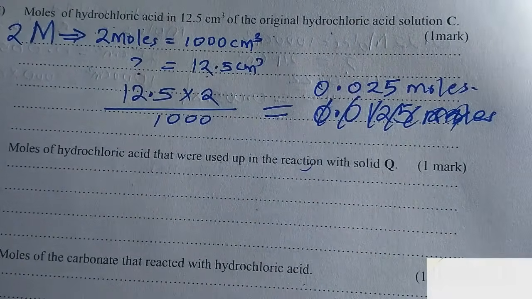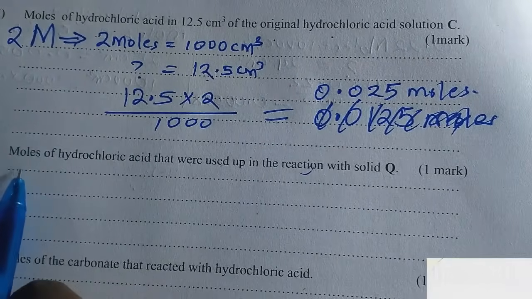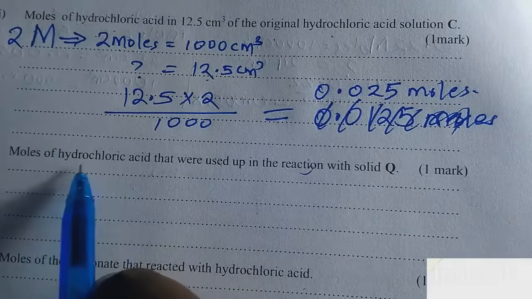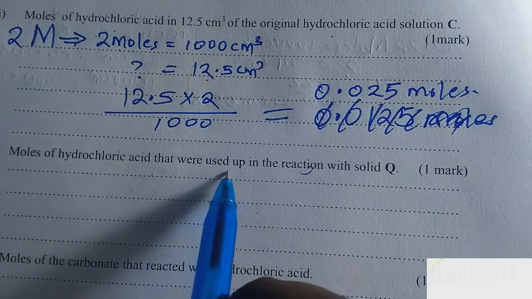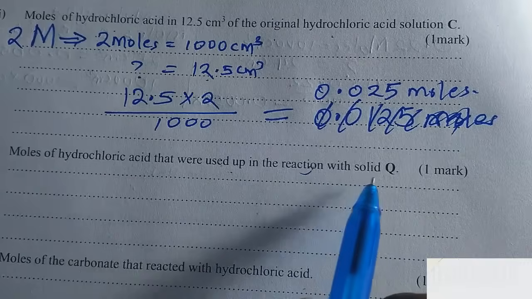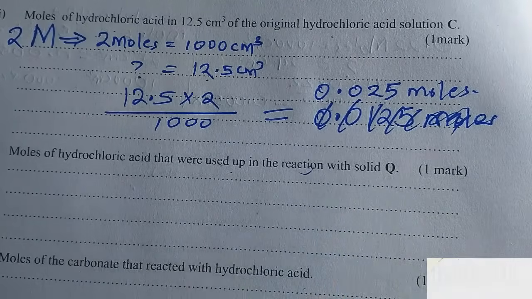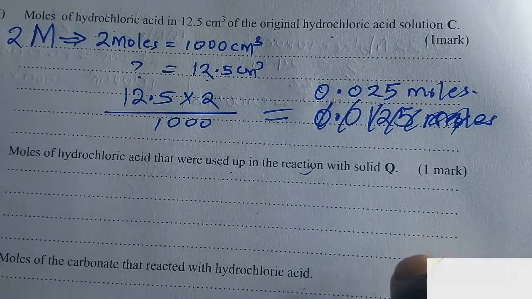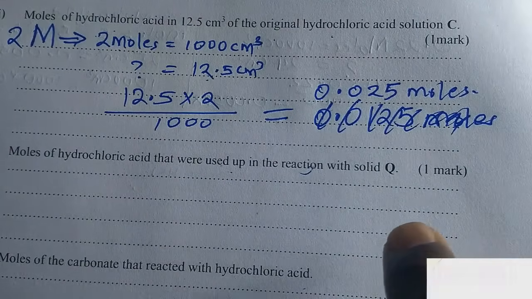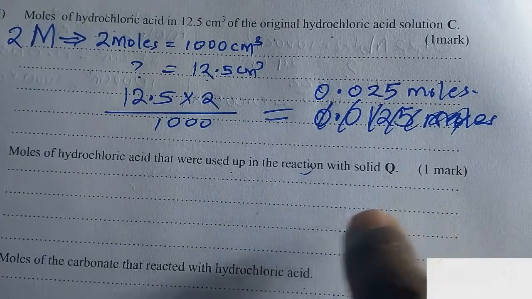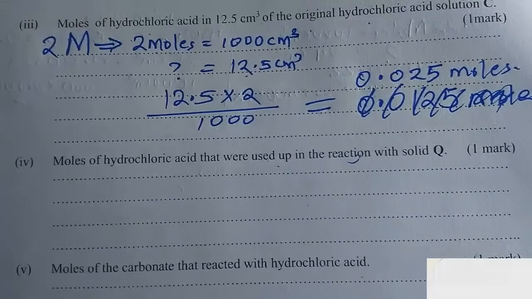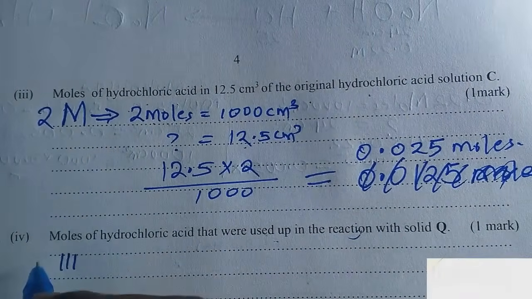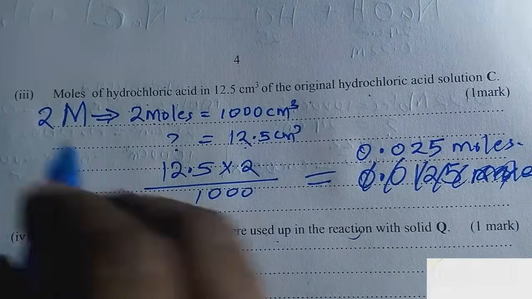Now calculate the number of moles of hydrochloric acid that were used up in the reaction with solid Q. Very, very important. Now we know the moles of the original. We know the number of moles that remained. So we will know the number of moles. This one is Roman 3. The answer in Roman 3 minus the answer in Roman 2.